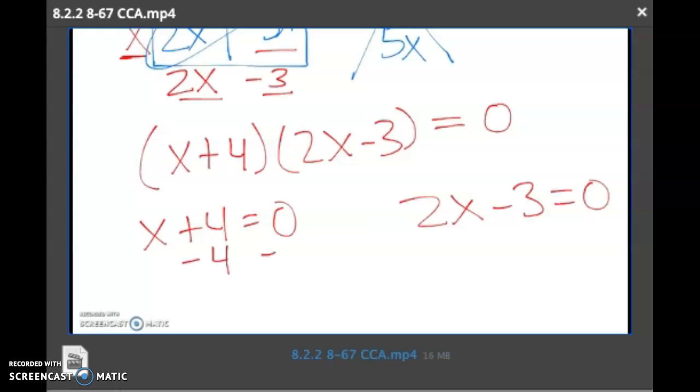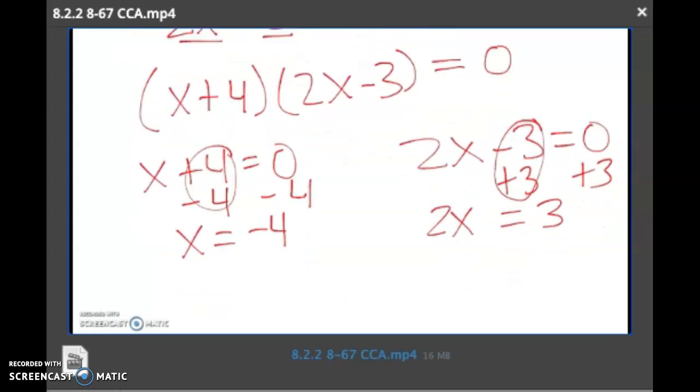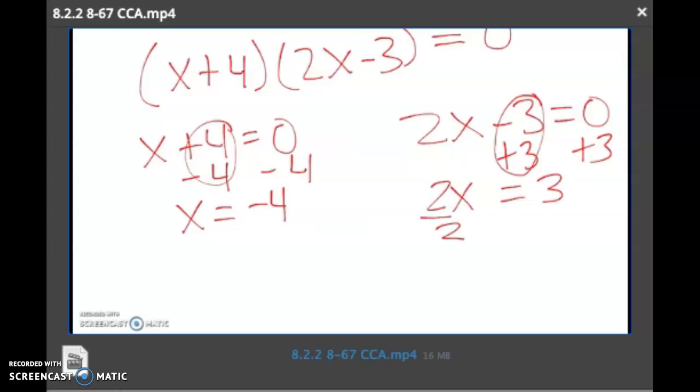So solving for x here, subtract 4 from both sides, and I get x equals negative 4. And I'm going to do the same thing in this equation. Add 3 to both sides, which gives me 2x equal to 3. And I'm going to divide by the number in front of my x. So divide by 2, and I get that x equals 3/2.